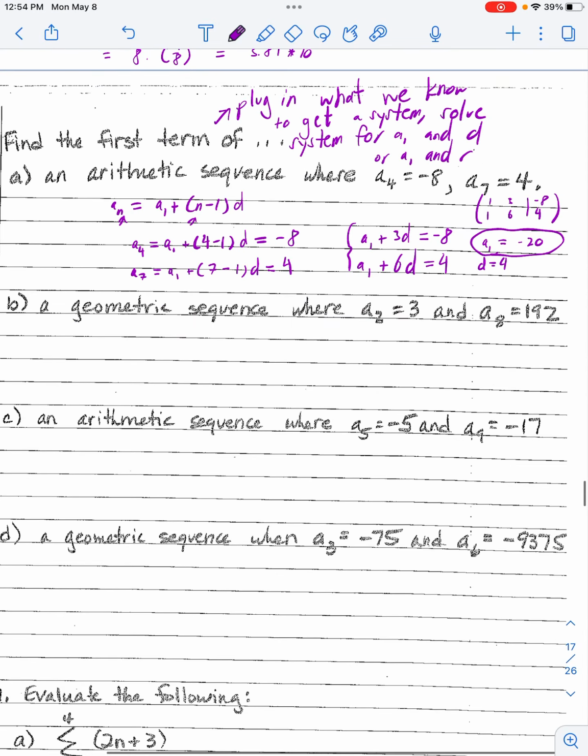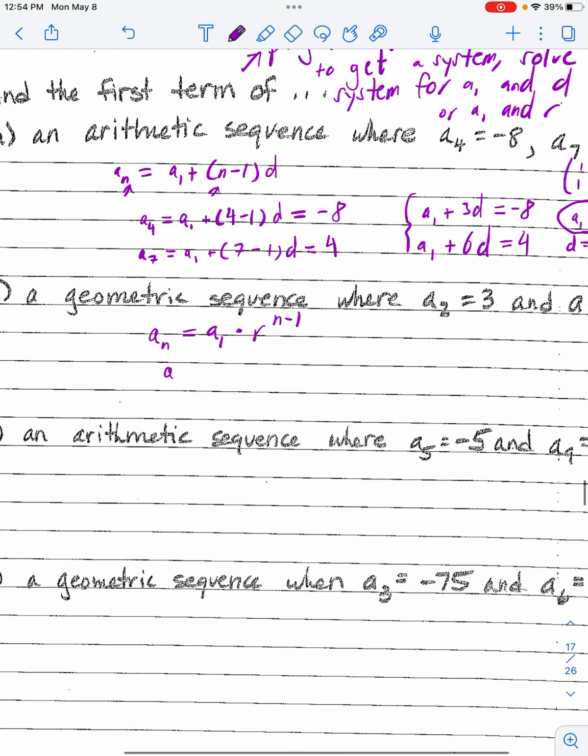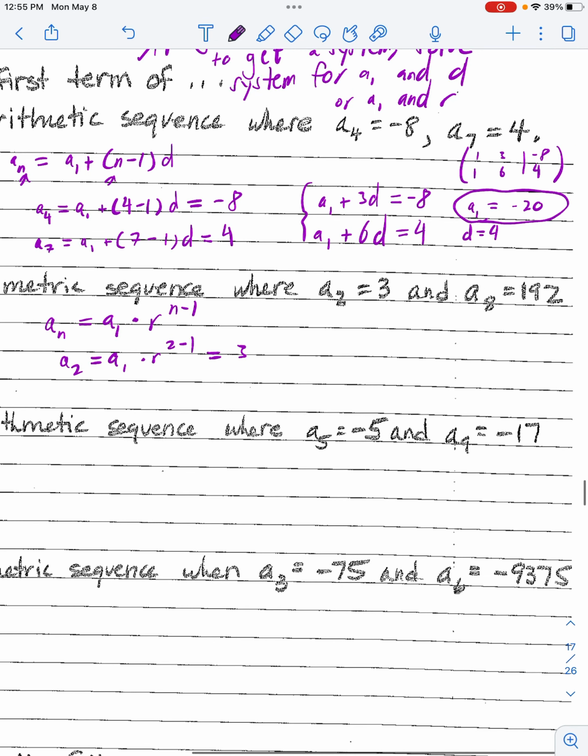Good. Geometric sequence, okay? So the general rule for a general geometric sequence, that's my general explicit formula for the nth term. These two pairs right here tell me that when I plug 2 in, so a sub 2, I get 3. When I plug 8 in for n, I get 192. So what this means is a sub 1 times r equals 3, and a sub 1 times r to the 7th equals 192.